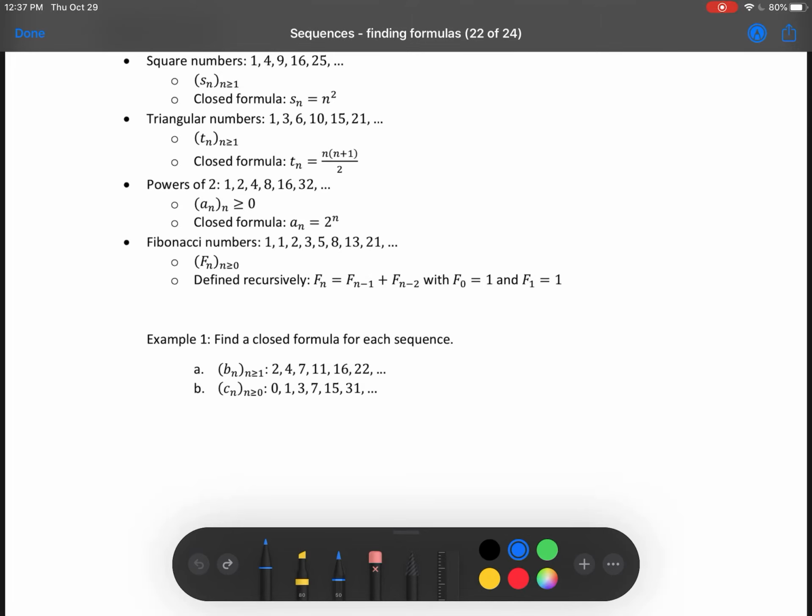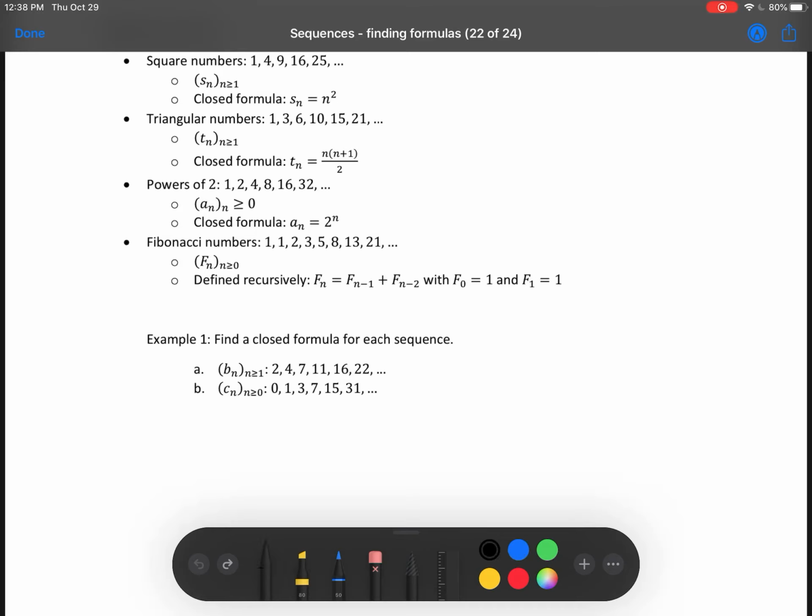So in this example, we are trying to find closed formulas for sequences by comparing the sequences that were given to some common sequences that we already know the formulas for. So the four that we're trying to compare to are the square numbers, the triangular numbers, the powers of 2, and the Fibonacci numbers.